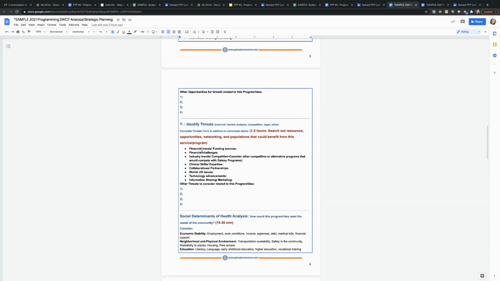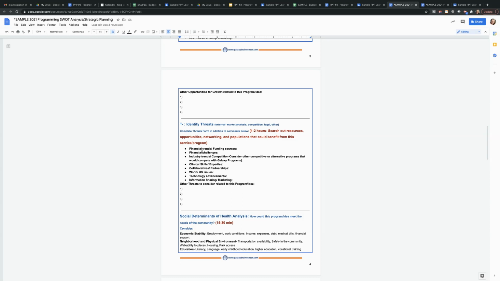The last section of SWOT is identifying the threats. And again, another 1 to 2 hours looking at what the threats are. What are, for instance, world and US issues? So we have COVID that we have to deal with. Are people going to send their kids to a camp during COVID? Do we have to have this camp outside the whole time? What does that look like? Will we need rain dates?